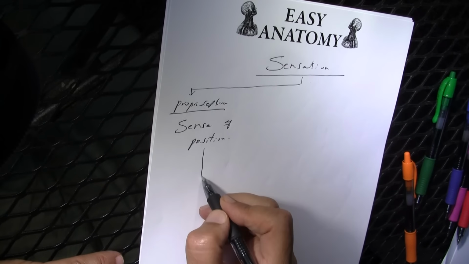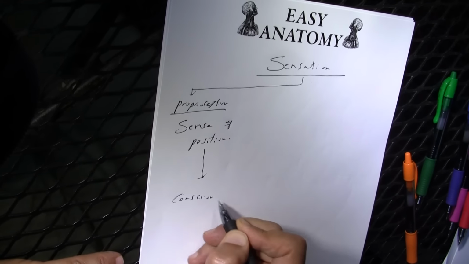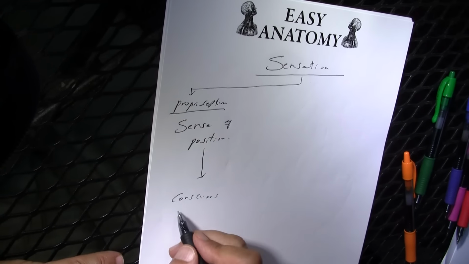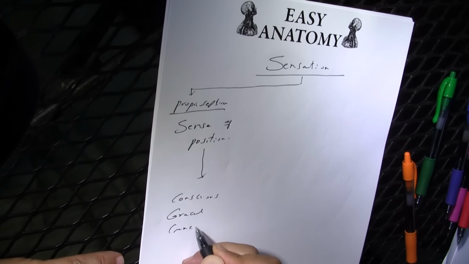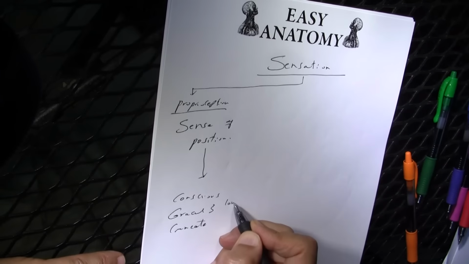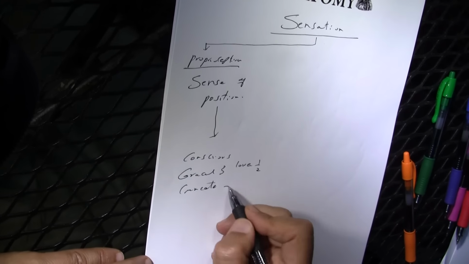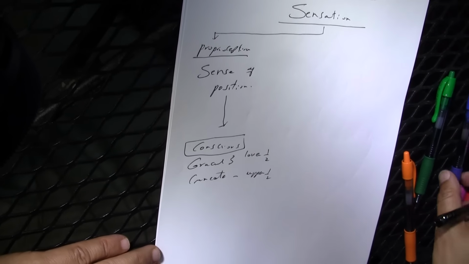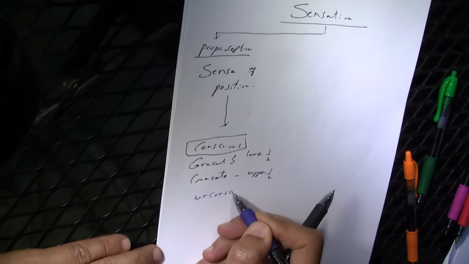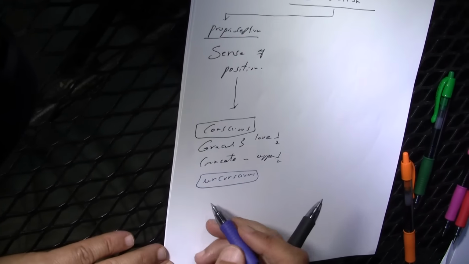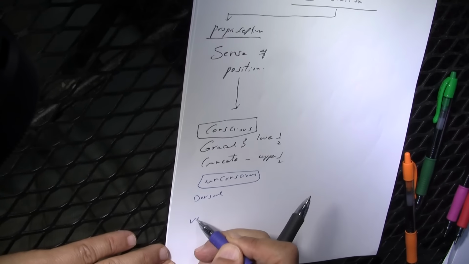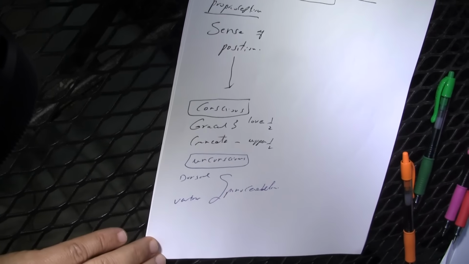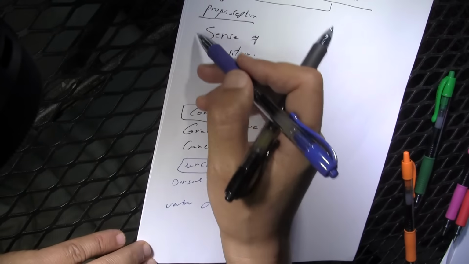Okay, and you have the conscious sensation, carried by gracile and the cuneate tract. The gracile from lower half of the body, cuneate from upper half of the body. This is the conscious. The unconscious level goes to cerebellum. You have dorsal and the ventral spinocerebellar tracts. This is for the sense of position.